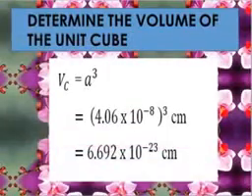Next is to determine the volume of the unit cube. Vc is equal to a to the power of 3, where a is the value of the FCC unit cell. So we got 6.692 times 10 to the power of negative 23 centimeter cubed.